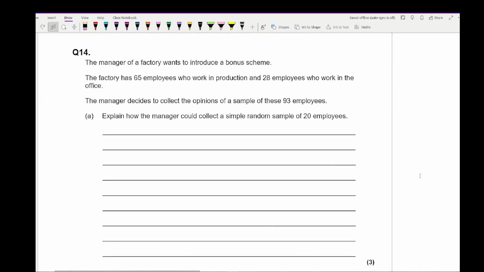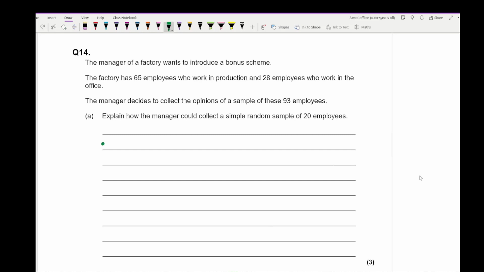Moving on to question 14, it says the manager of a factory wants to introduce a bonus scheme. The factory has 65 employees who work in production and 28 employees who work in the office. The manager decides to collect the opinions of a sample of 90 of these 93 employees. Explain how the manager could collect a simple random sample of 20 employees. So for this, all we need to do is say how we use a random sample to collect 20 employees, for 3 marks.